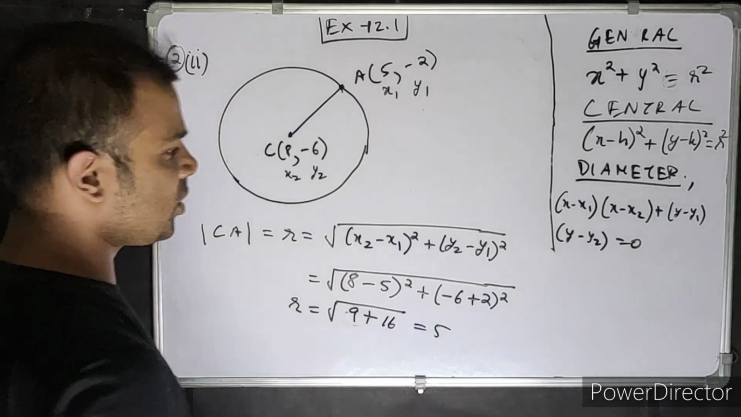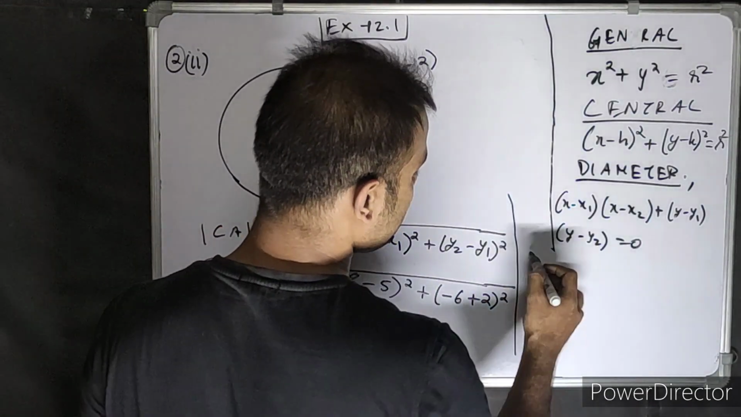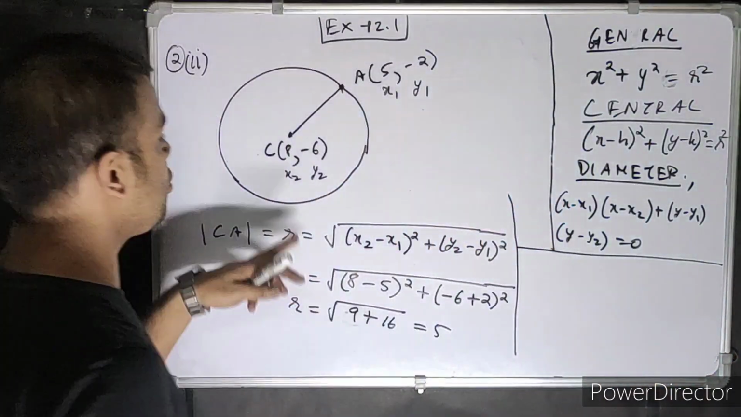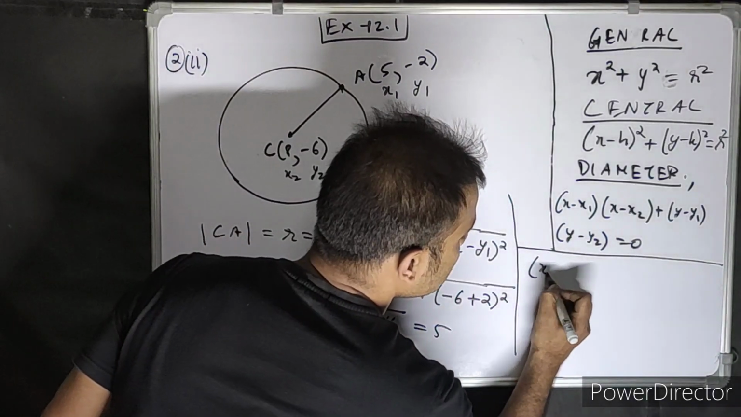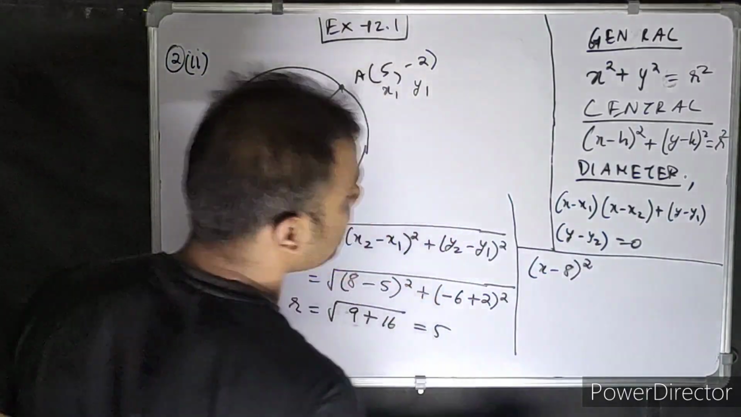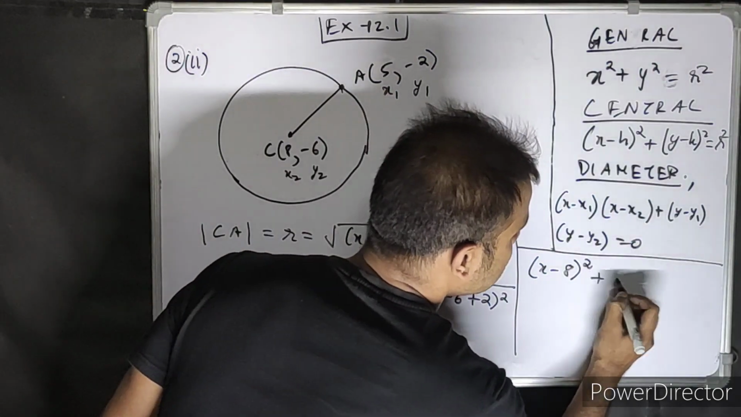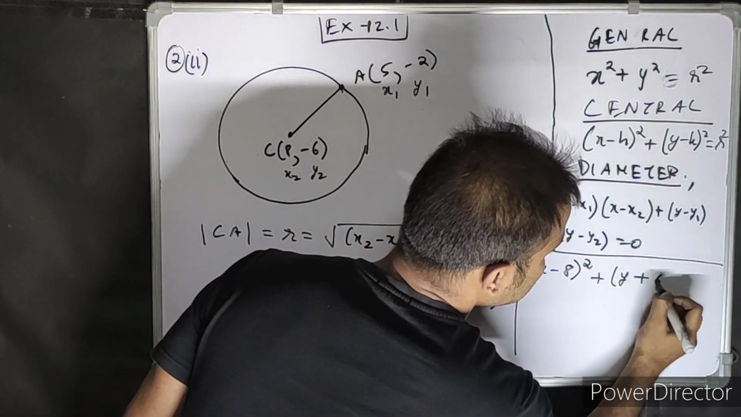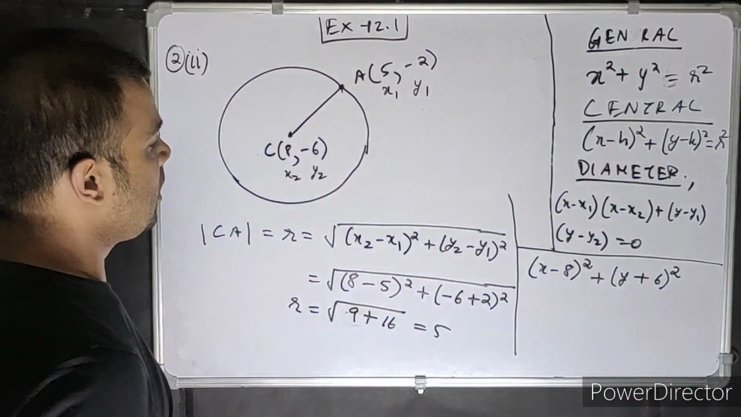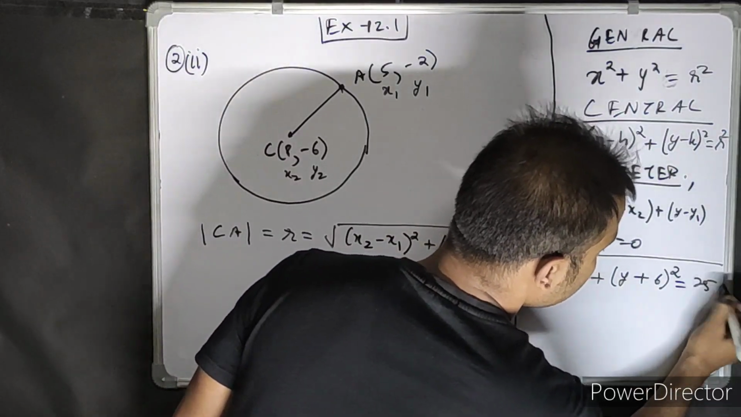Now you can find the equation of the circle. How? By using the center and the radius. Center is given to you. So equation of the circle: (x minus 8) whole square plus (y plus 6) whole square is equal to 25.